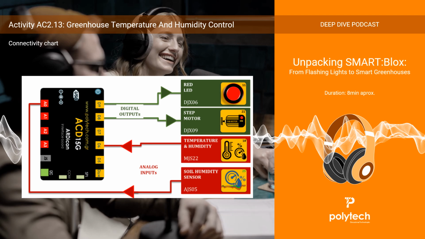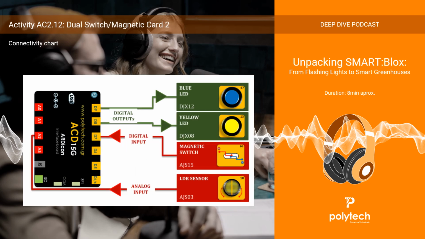Last sixth grade one, AC 2.13, dual switch, magnetic card 2, magnetic switch, and a light sensor. Yeah, an LDR, light-dependent resistor, AGSO3, which is another analog sensor measuring light levels, and a magnetic switch, JGS15, which is digital, on if a magnet is near, off if not. Controls blue and yellow LEDs. So combining digital and analog inputs, how does the logic work?